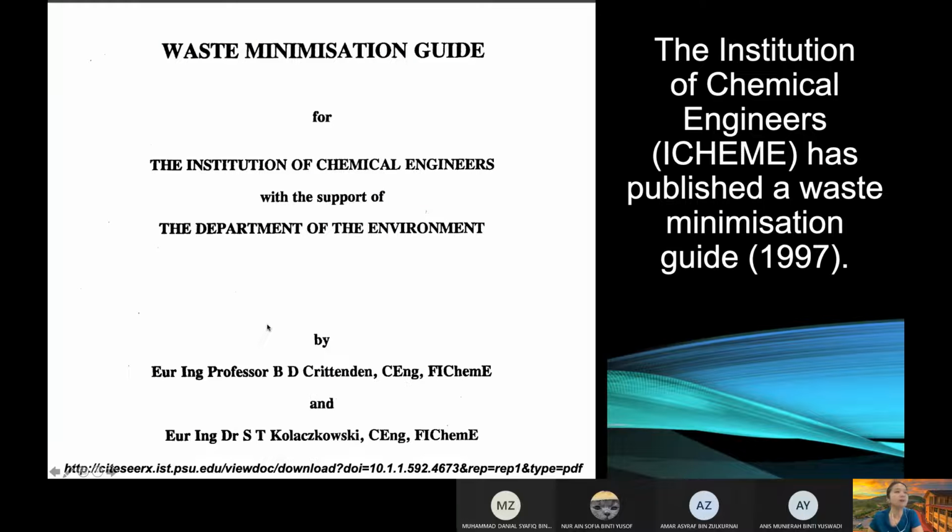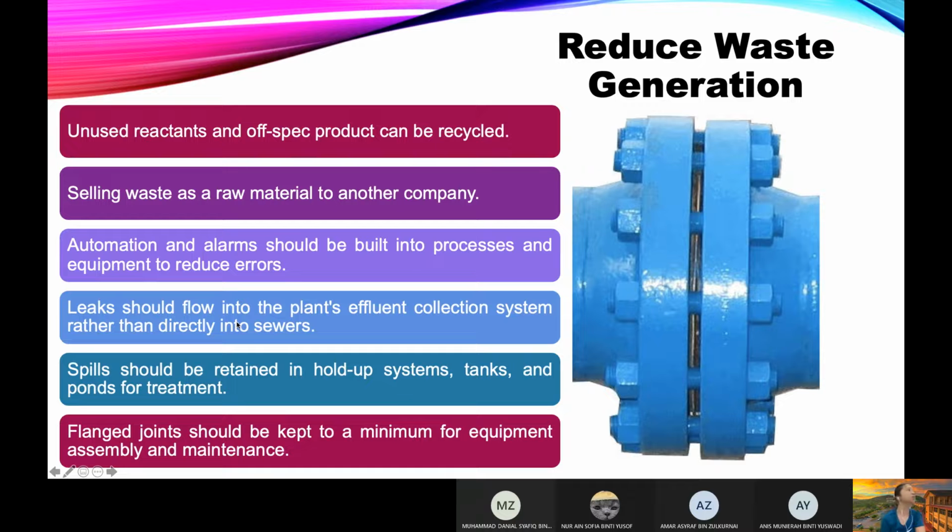Okay, so you want to have a better guide on waste minimization. So let's say for your plant, you want to have strategies to minimize waste. You may go to this guide. So in this guide, they will actually give you a good suggestion. They will give you good practices on how to minimize waste. Okay, right. So besides identifying the source of the waste, you may consider also how you are going to reduce the waste. So it's also important that you consider what are the ways we can reduce the waste generation. So one, of course, I told you, unused reactant and off-spec product can be recycled. So that's why most of the time they will recycle unused reactant, because again, unused reactant are money.